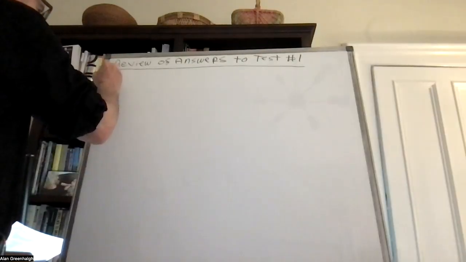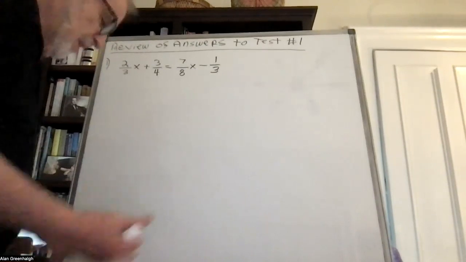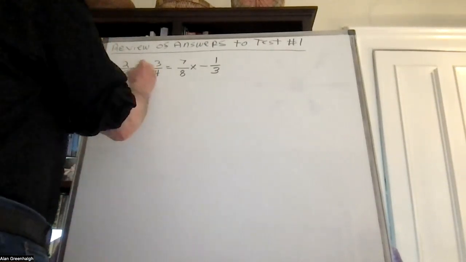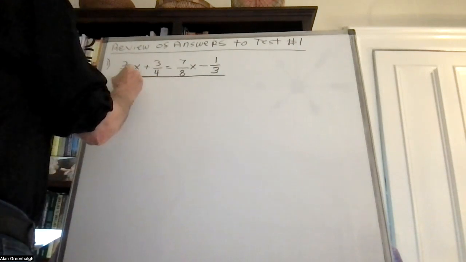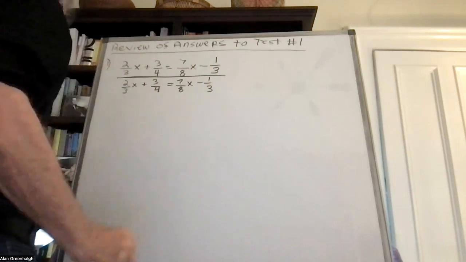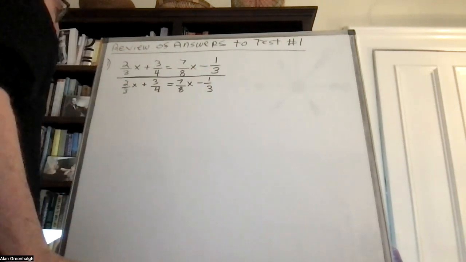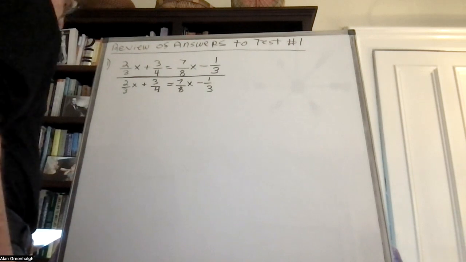This is the review of the answers to test number one. Problem number one. Solve for x. Okay, so my first step would be to rewrite the problem, and then to check whether I have the right numbers. Some people did not have the right numbers on the actual exam.